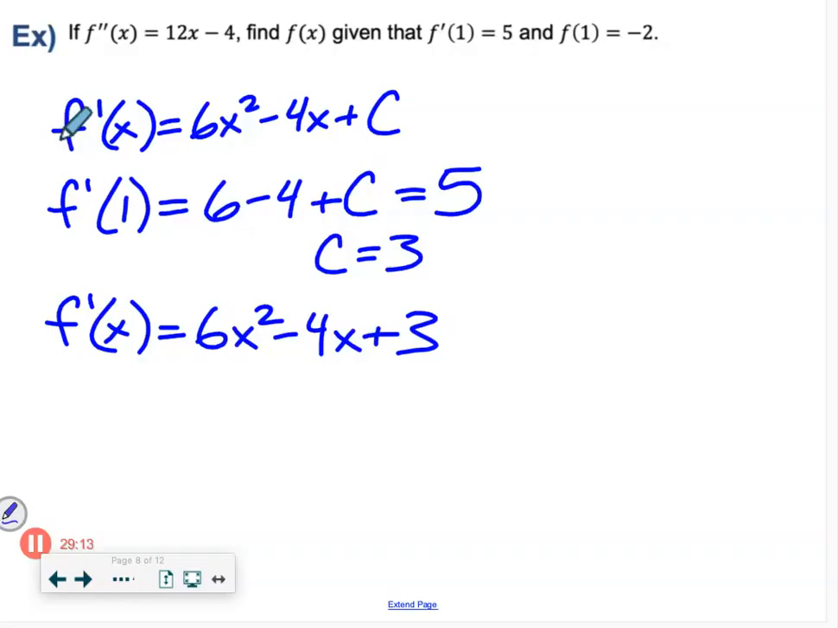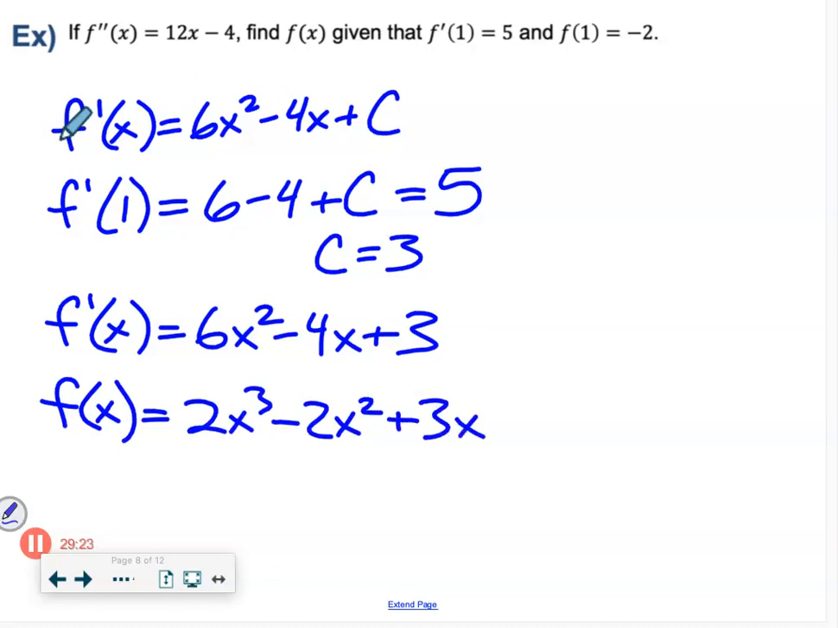All right, so this is my f prime. Can you tell me f? 2x cubed minus 2x squared plus 3x plus c. Fantastic. All right, here we get into a little snag, which is we can't call this unknown constant c unless it also happens to be 3. Because we've already said that c equals 3.